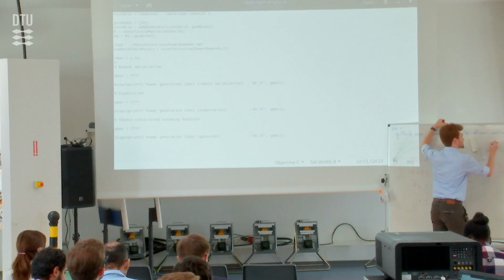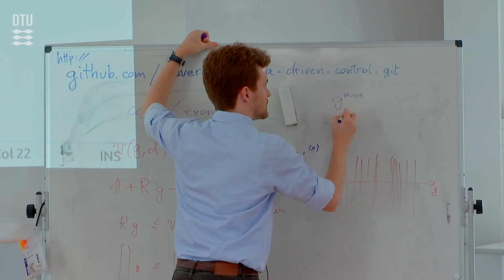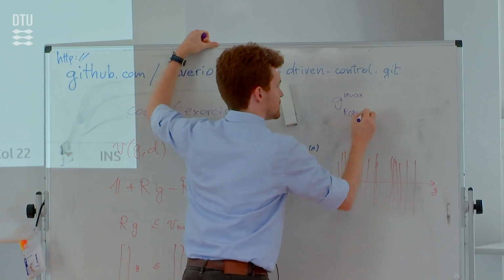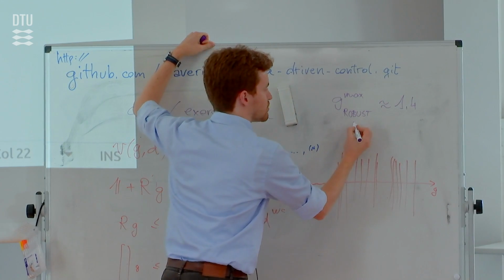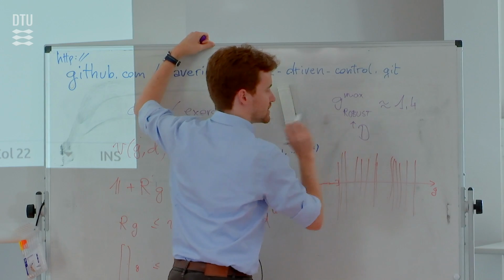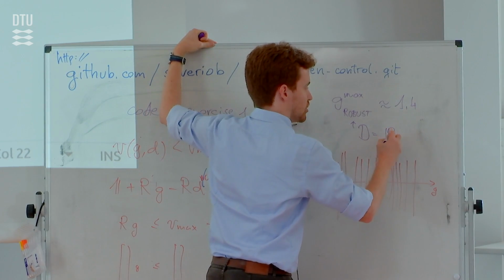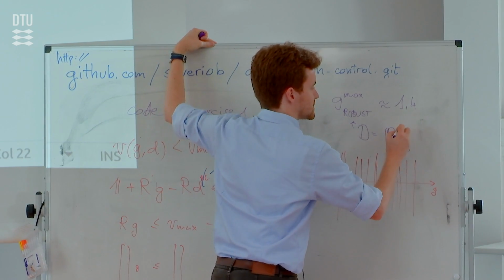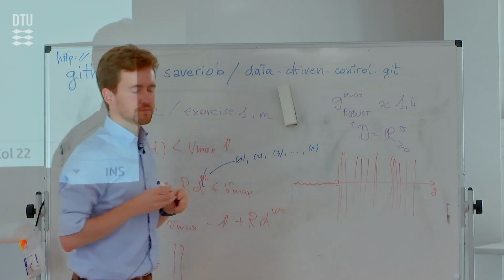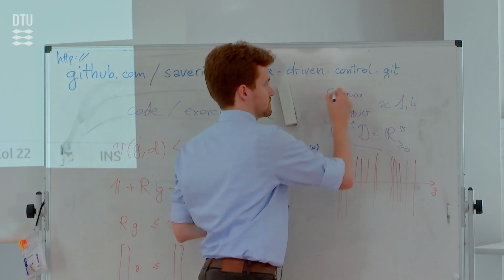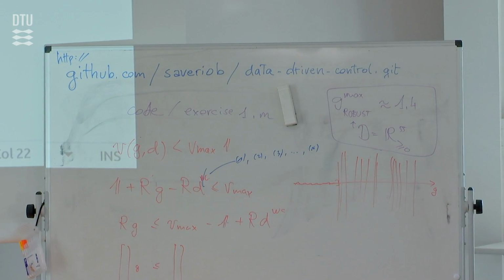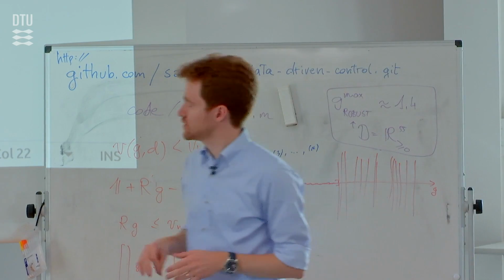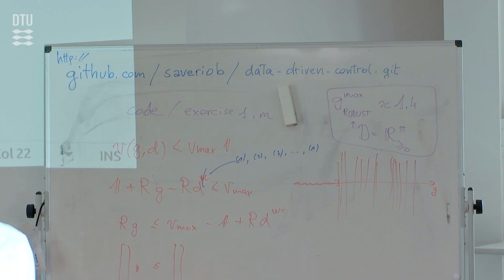So the G max, and by robust, I assume that the uncertainty set is all positive numbers. Okay. So at least you have an idea if you're doing things correct or not.